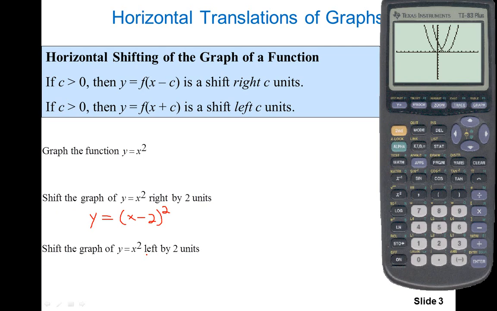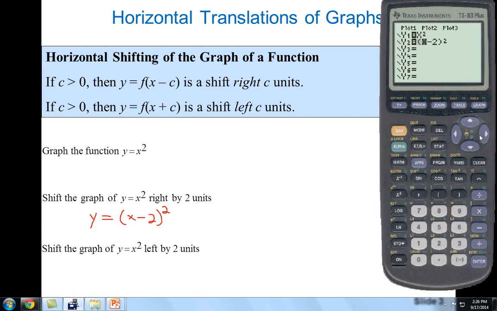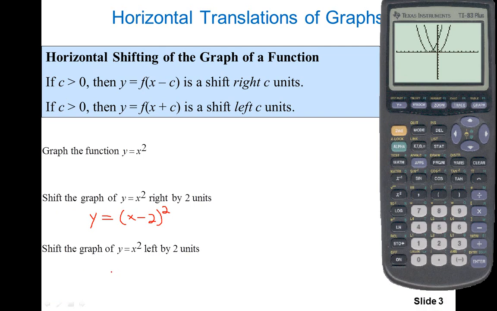Next, we'll shift the graph of y is equal to x squared to the left by 2 units. So in this case, we'll simply add 2 to our x variable quantity squared. Now if we graph, we see that the graph is shifted to the left. So our newfound equation is y is equal to x plus 2 quantity squared.